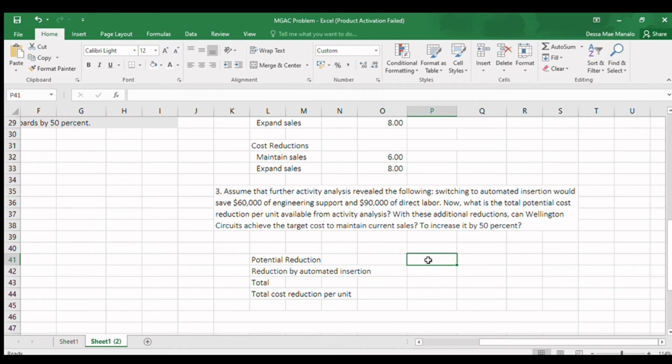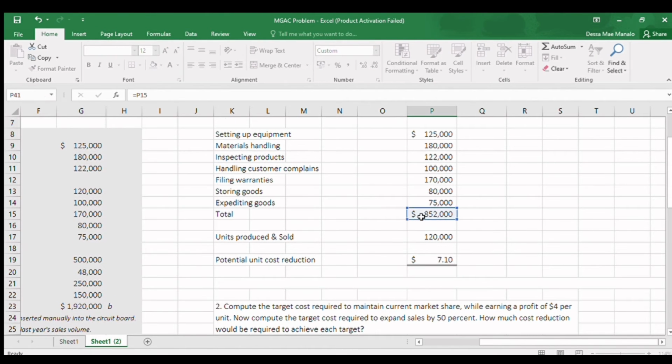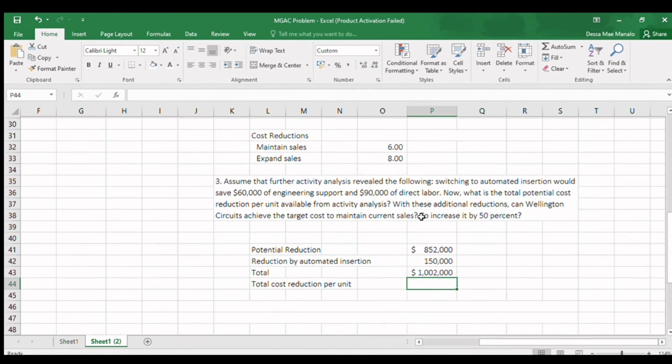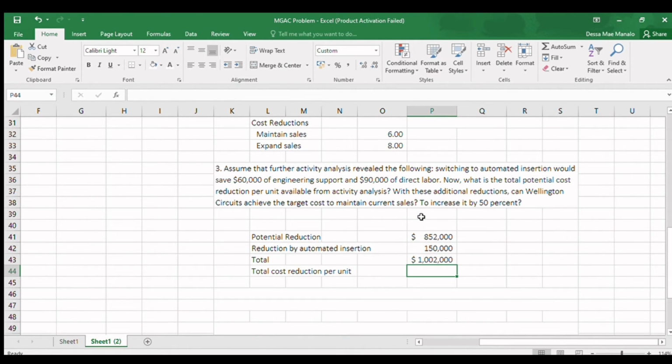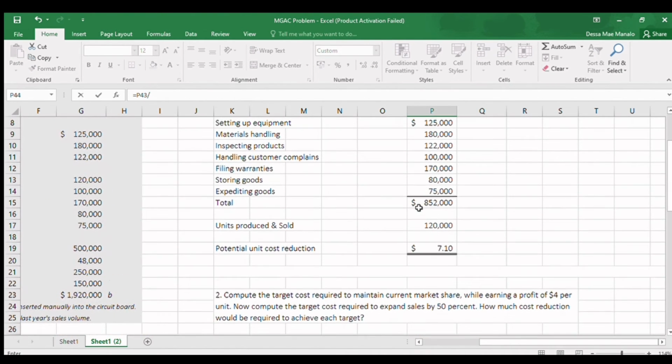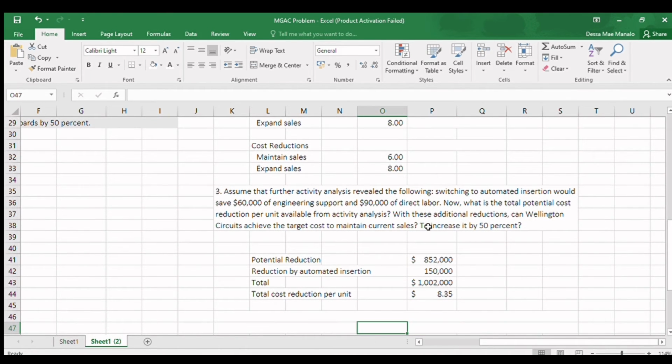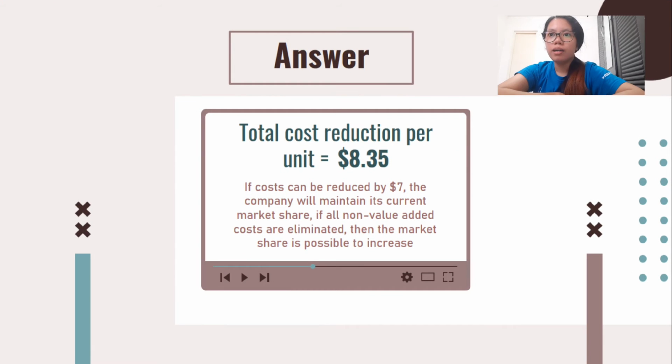For the third requirement, we have here the potential reduction, which is the $852,000, plus the reduction by automated insertion, which is $90,000 plus $60,000 equals $150,000, for a total of $1,002,000. So to get the total cost reduction per unit, we just divide the $1,002,000 by the units produced and sold of 120,000. So we get a total of 8.35. Total cost reduction per unit is $8.35.